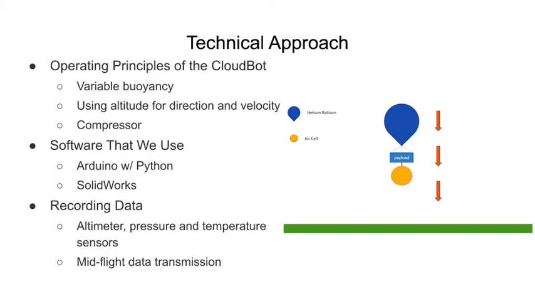If we want the Cloudbot to come back down, we pump in air from the atmosphere into the air cell, and this compression causes an increase in pressure and therefore an increase in density as well. By making the overall Cloudbot more dense, it becomes heavier, bringing it back down.